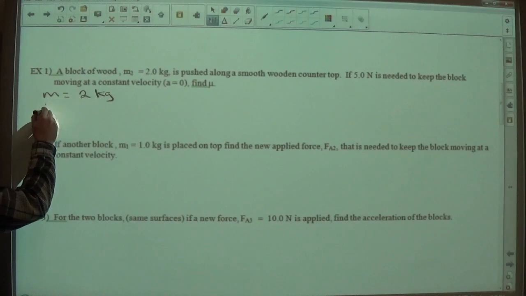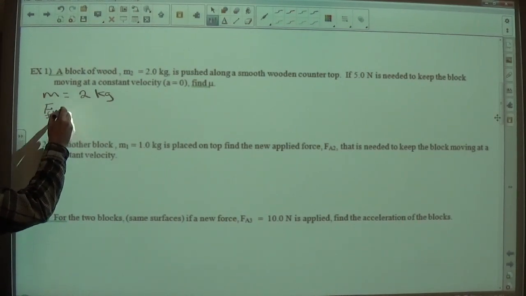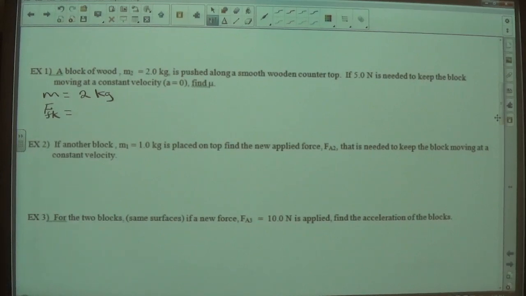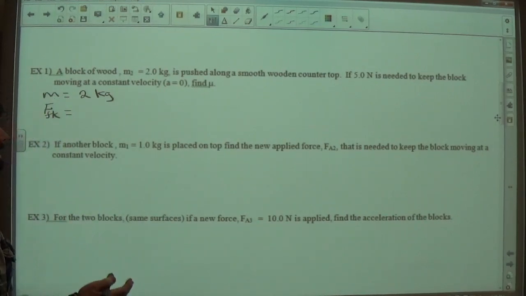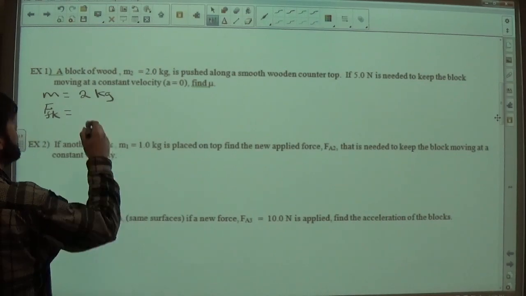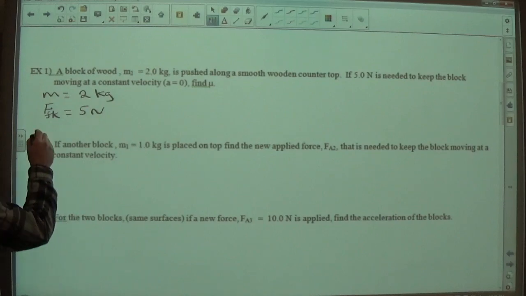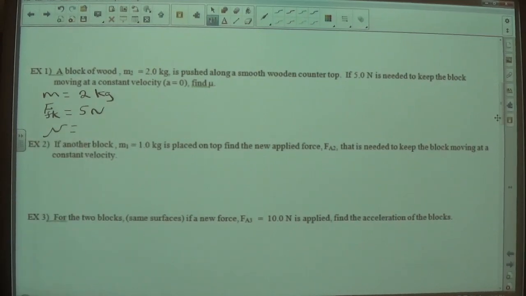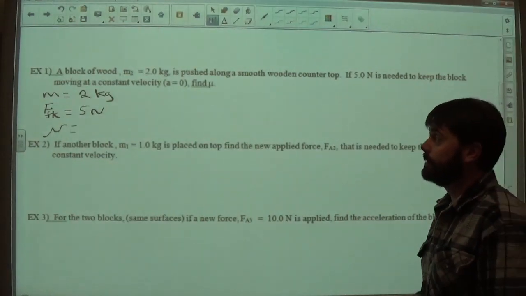That means this would be the force of friction kinetic, because the object is moving, so you're overcoming the frictional force, but it's the kinetic frictional force, not the static. So this is 5 newtons, and that's all they give us. Then they ask us to find mu. So there's the variables that we got. We got mass, and we got the force of friction, and they want us to find mu.